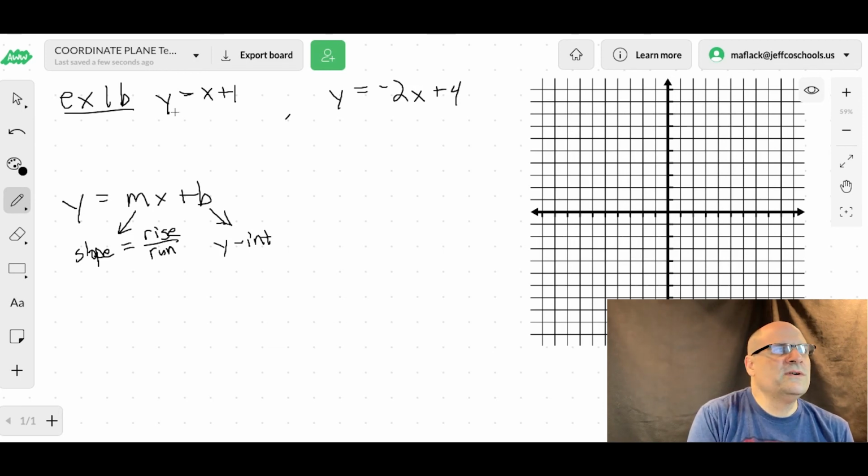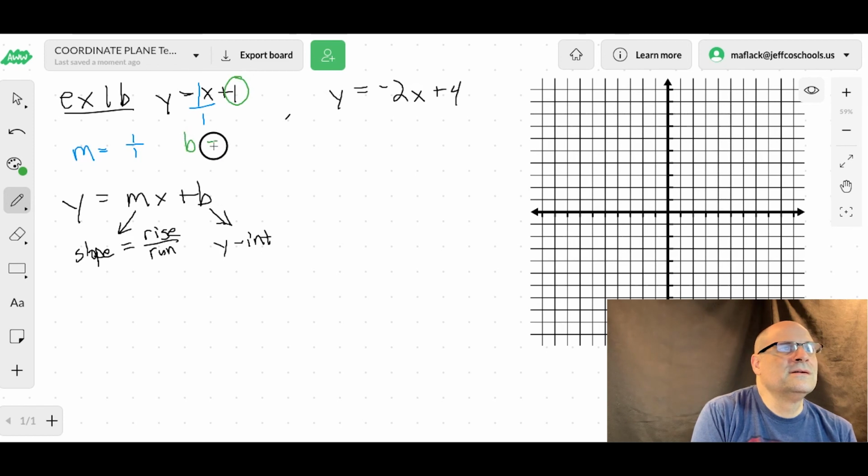Okay, well, if you look up here, first of all, there's no number in front of x. So m is the slope, which is the number being multiplied by the x. Well, there's no number in front of x, so we're going to put a number there. You can always put a 1 in front of anything. But that's not it. There's no fraction either. So how do you make a fraction out of a whole number? You just put it over 1. So now we've got our rise and run. So our slope is 1 over 1. So this is rise over run. So we're going to go up 1, right 1. So positive 1 over positive 1. Okay, and then our y-axis intercept is 1.